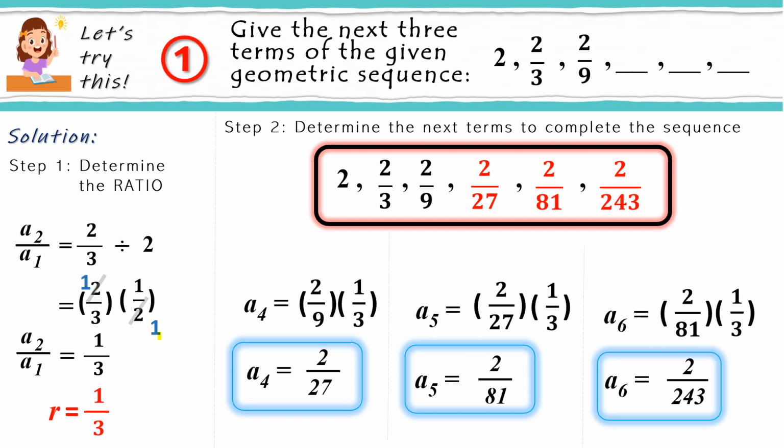So, ang ating complete sequence now ay 2, 2/3, 2/9, 2 over 27, 2 over 81, at 2 over 243. So, meron na tayong 6 terms sa ating geometric sequence.